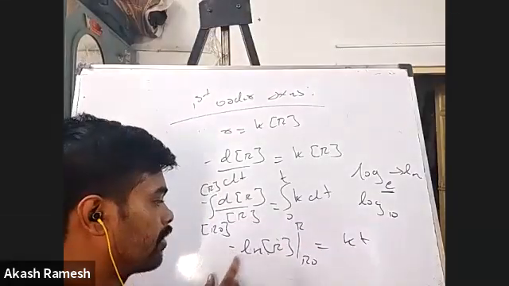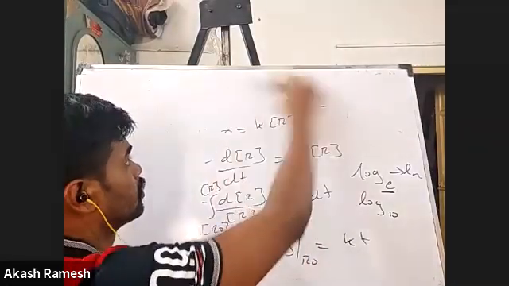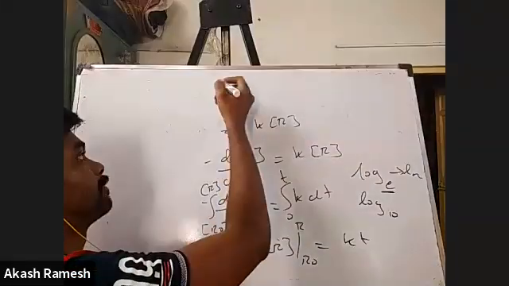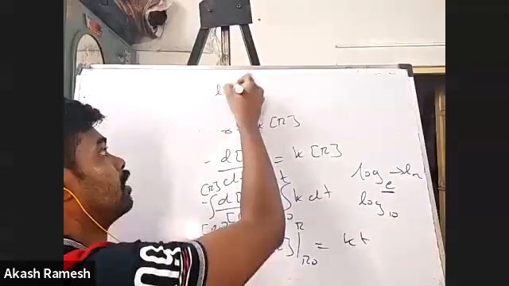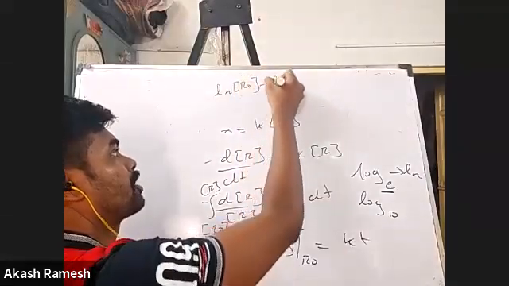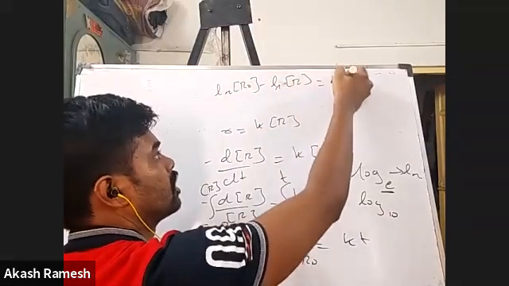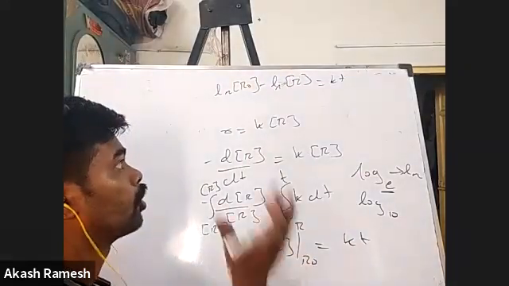But since I have a negative sign, I'll go for lower limit minus upper limit. So the equation goes like this: ln r naught minus ln r is equal to kT, lower limit minus upper limit. That's it. Now you know how it looks.